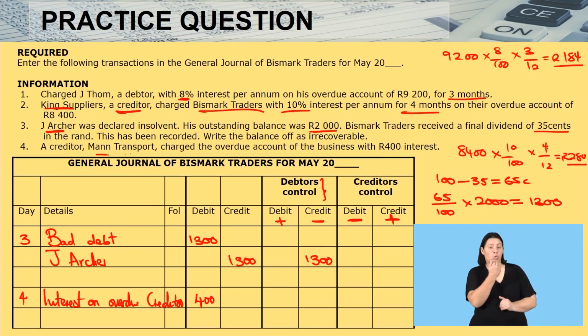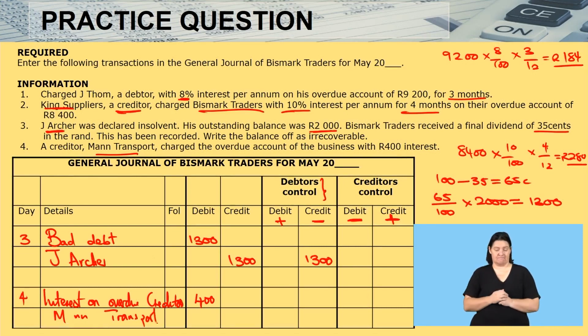I will debit 400, interest on overdue creditors. And the creditor is Man Transport. So I'm coming here to say Man Transport. And once I credit Man Transport with 400, it will also affect my creditor's control. You will find 400. On what side? On the credit side, because once interest has been charged, it increases what we owe to our creditors.